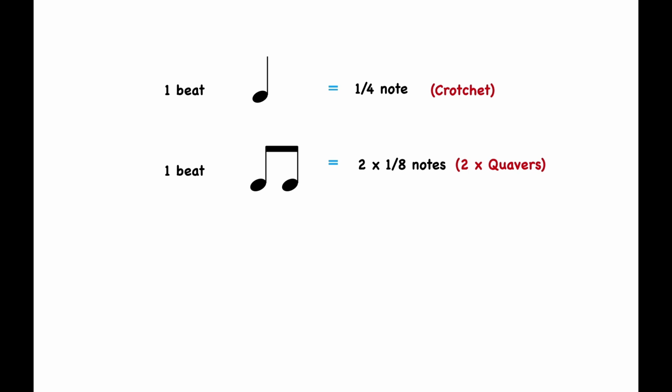But what happens if we just want to write down 1 eighth note? Well, it would look like this. It's a note with a tail on it. And if you see this, it's worth half a beat. It's 1 eighth note. So a note with a tail is worth half a beat.